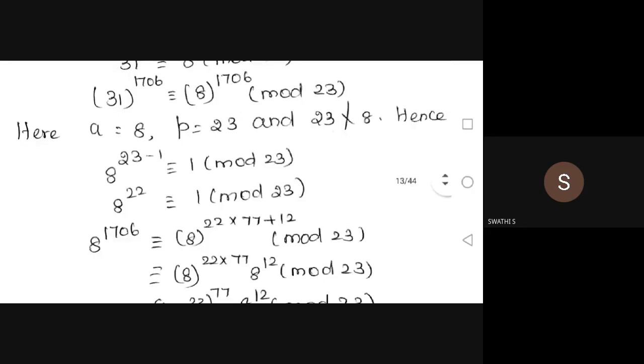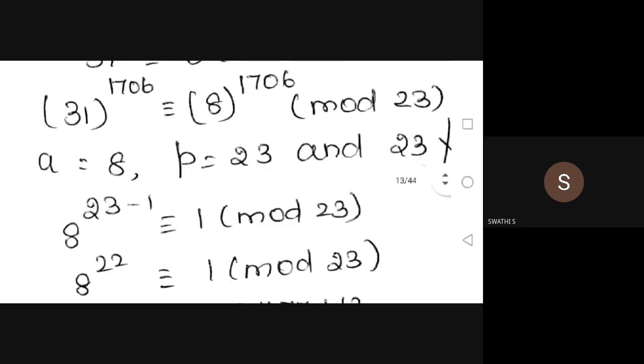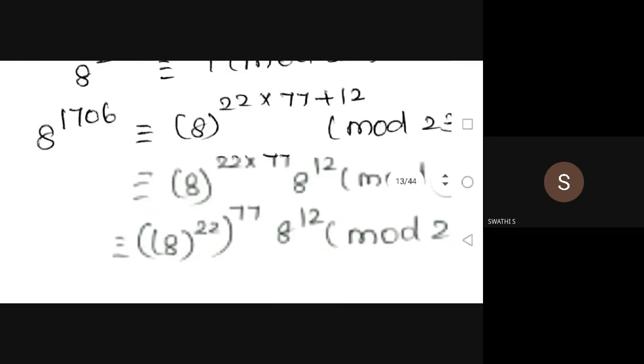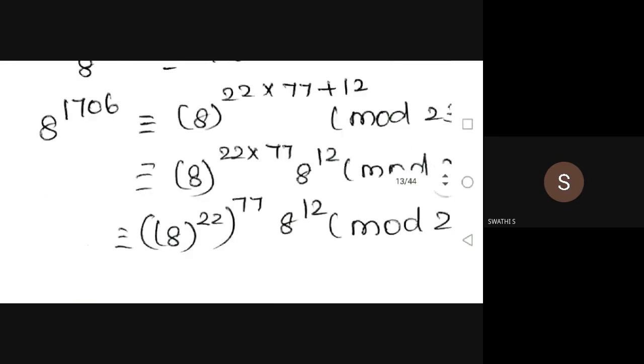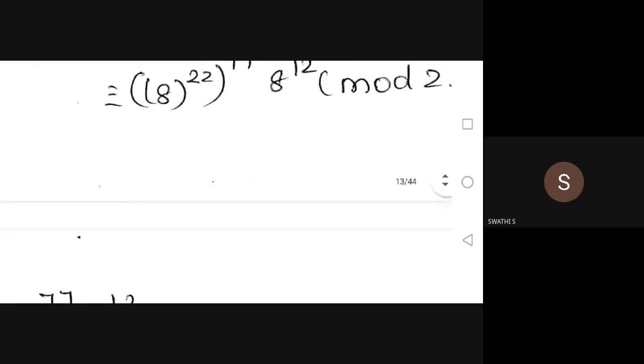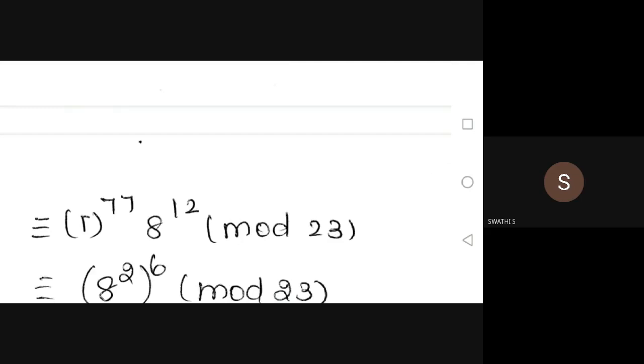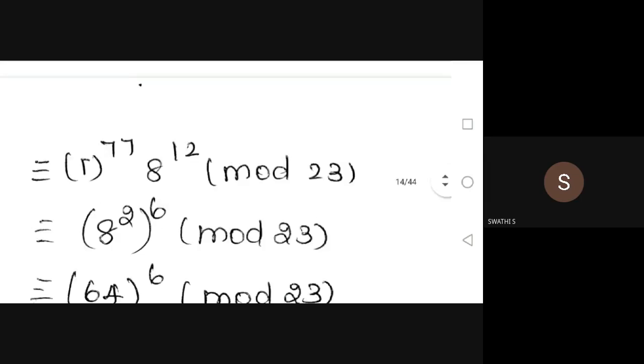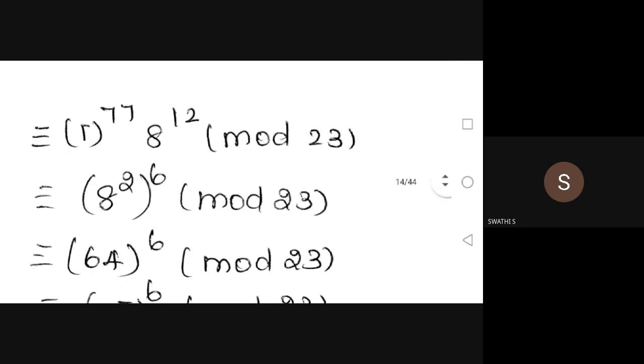Okay. So 8 power 22, look at here, 8 power 22 is congruent to 1 mod 23. So therefore, we can write 8 power 22 is congruent to 1. So 1 power 77, 1 into 8 power 12 mod 23. So 8 power 12 can be written as 8 square the whole power 6. So 8 square is 64. So 64 to the power 6.